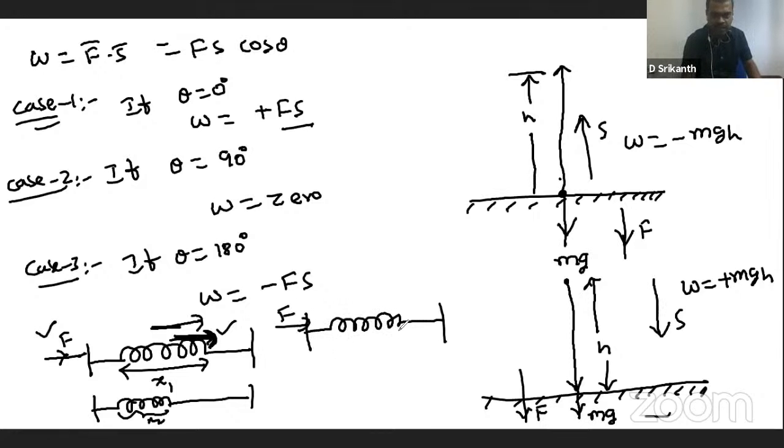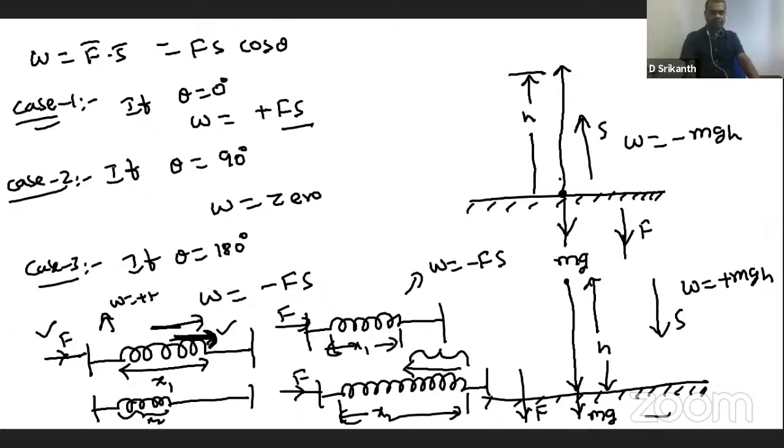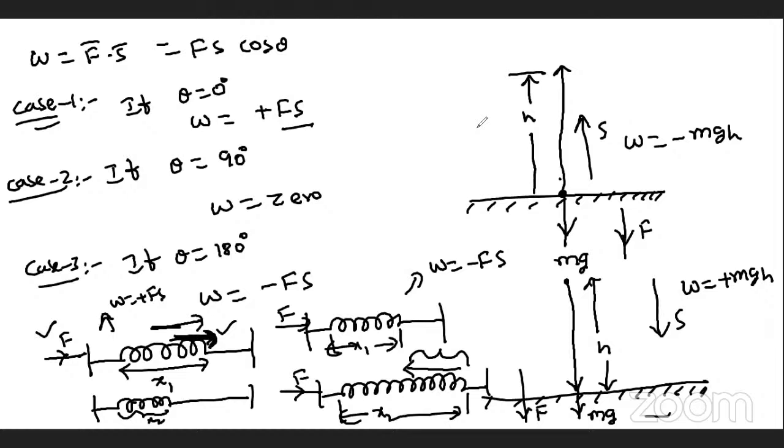If I apply this one, this is the natural length. Here what will happen? Length is increased. This is x2. So displacement will be this one. Displacement is moving towards left and force is acting towards right. So in this case, I can say that work done is equal to minus Fs. In this case, work done equal to plus Fs. Like this we are having. Okay, fine. 1 minute.